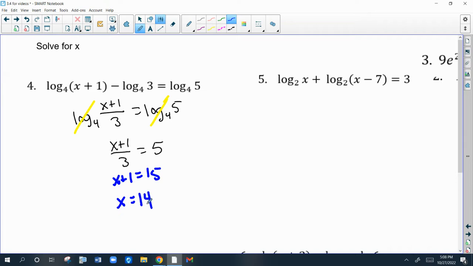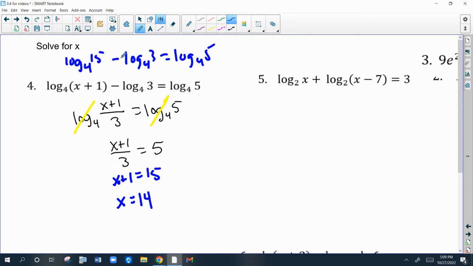Now, log equations, you can get extraneous solutions, mostly because you can't take log of a negative number. So sometimes that will happen the same way it happens when you do square root equations. So you want to plug that in. Just make sure it's not making you take log of a negative number. So if I plug 14 into this, I'll get log base 4 of 15. That's fine. And since there's no more x's, then this is perfectly fine. So this is not an extraneous solution.